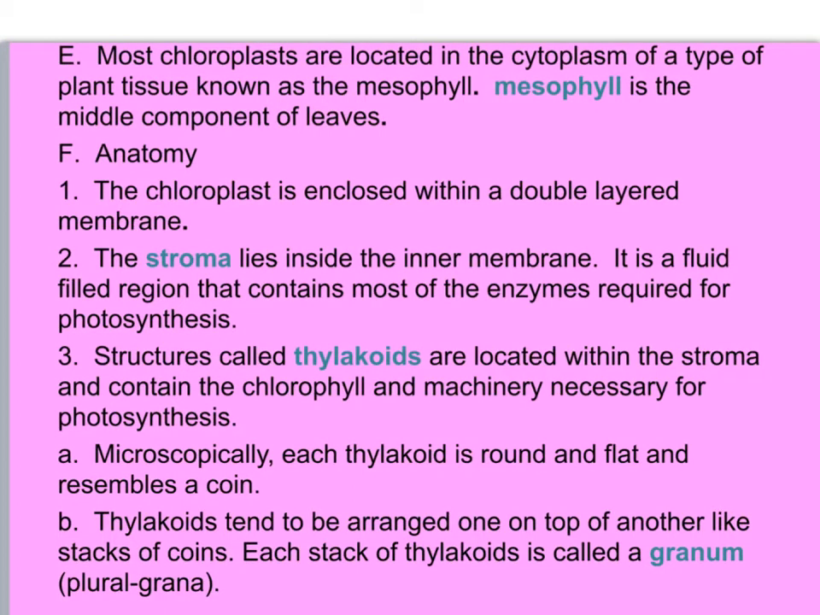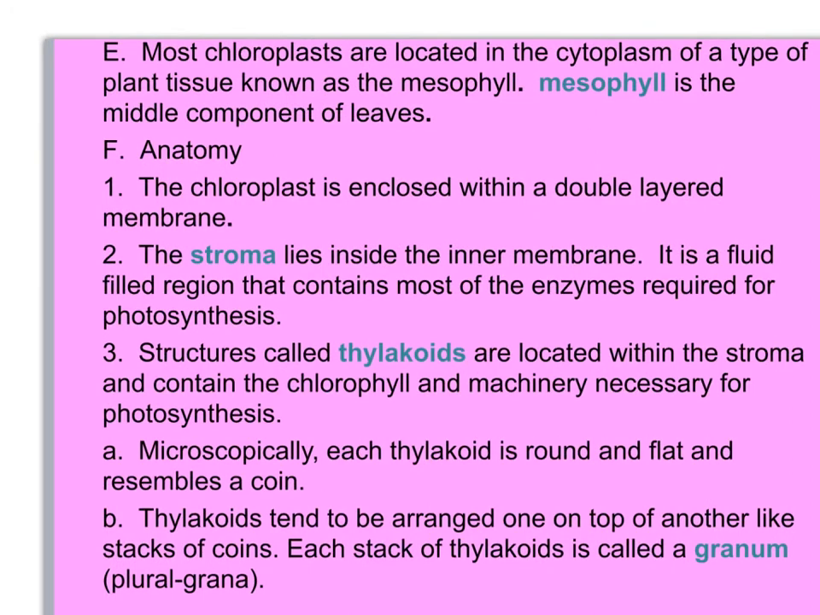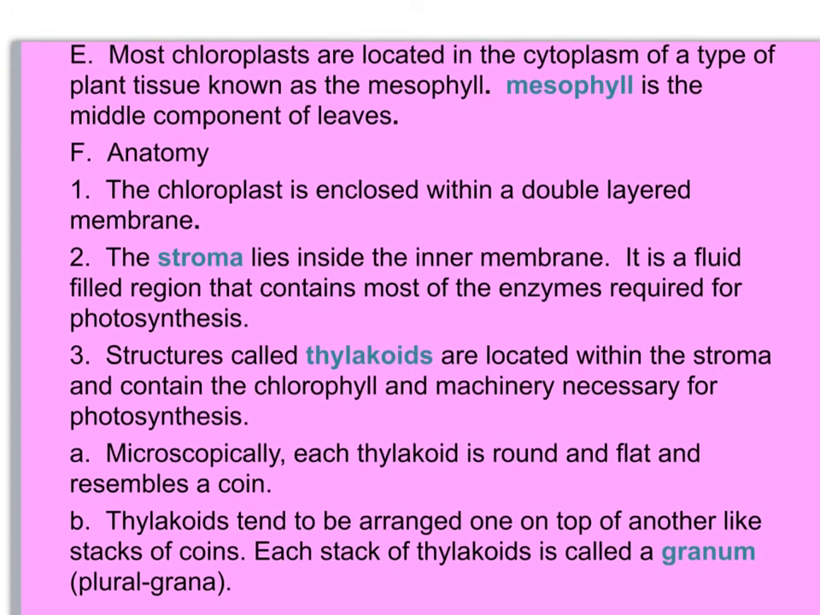So that brings us to talking about chloroplasts. Most of the chloroplasts in plants are going to be located in the cytoplasm, because it's an organelle, in a type of plant tissue known as the mesophyll. If you remember, meso means middle. And of course, phyll is leaf. So it's literally the middle component of leaves.